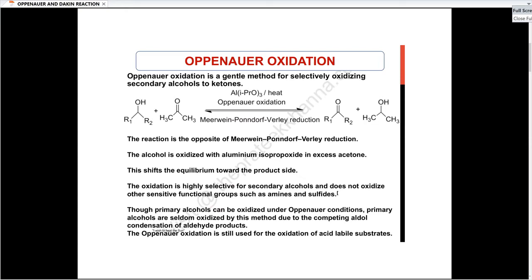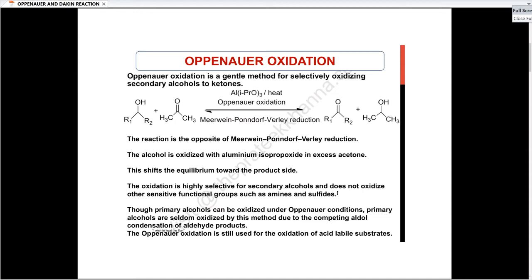So Oppenauer oxidation and Meerwein-Ponndorf-Verley reduction are competing mechanisms, and the reaction conditions can be controlled to favor one reaction. Oppenauer oxidation is a mild and selective method. So it's quite a useful method for oxidation of secondary alcohol, especially in the presence of other readily oxidizable functional groups.